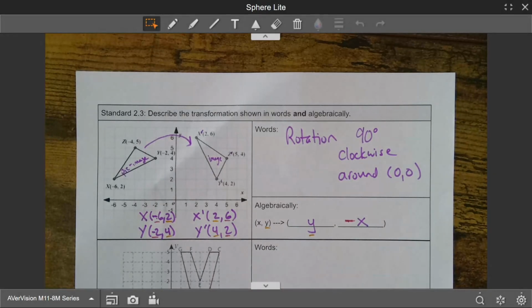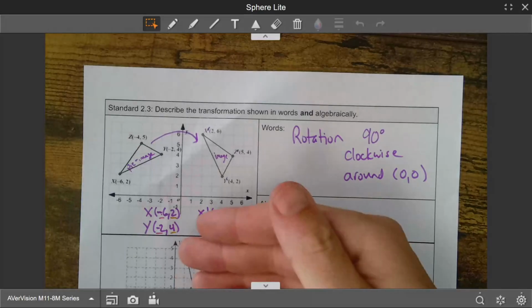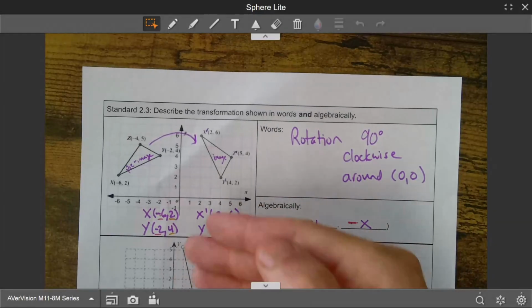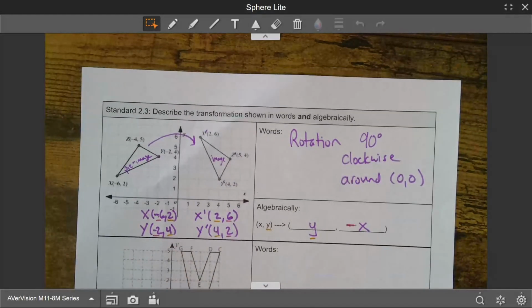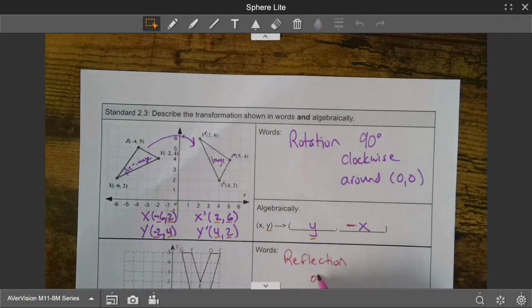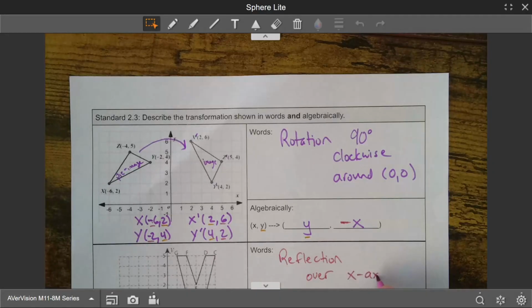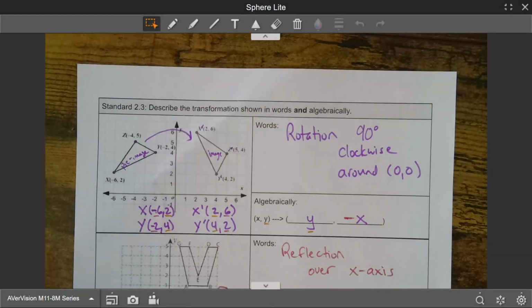All right, let's take a look at the next one. What do we see here? Well, I see the pre-image up here and the image down here. Notice the prime notation. So I took a shape, and it looks like it flipped like that. So if it flipped, that's how I know I'm going to call it a reflection. Now reflection, I need over what line? It reflected over this line right here, which is the x-axis. Again, to check the rule, test your points.